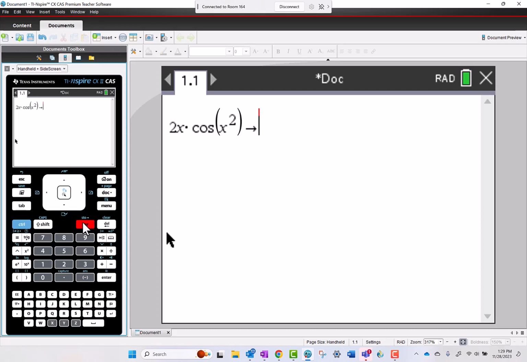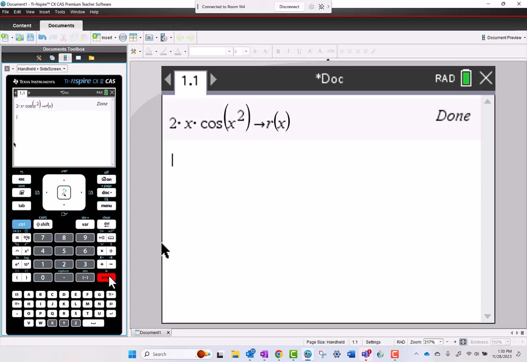See the little arrow pops up? Since I'm storing a function and not a number, and this was called R, I'm going to call this one R of x. I actually have to put it in function notation. It has to look like that. I can't just say that that's R. You with me? This is a way that's going to help you later. So then I enter. So it's stored.